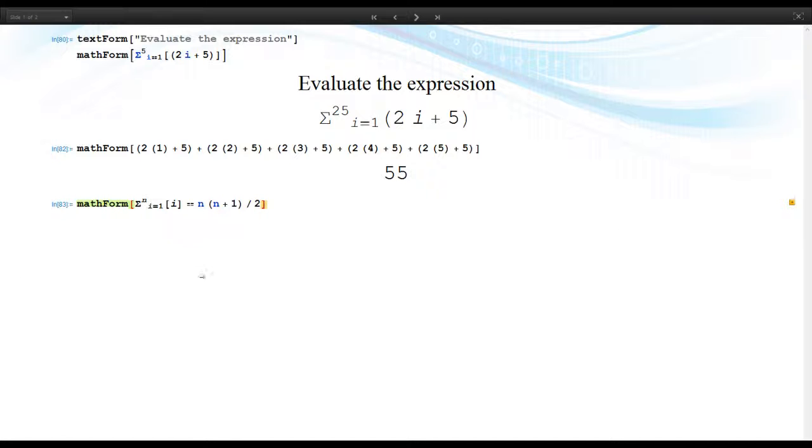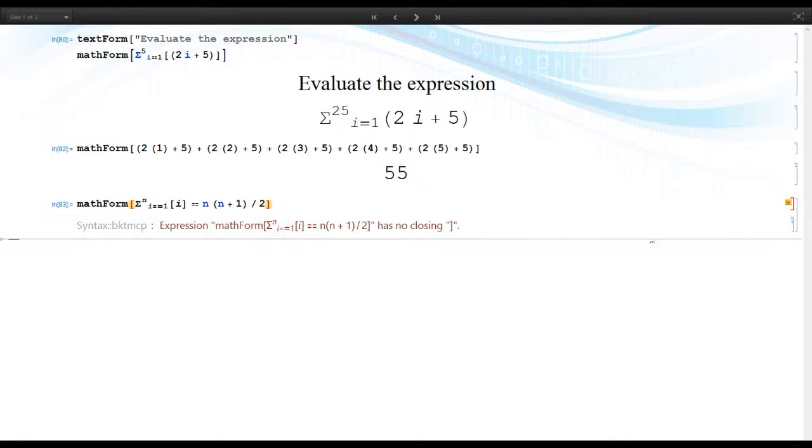Oh, do we need an extra equals there? Oh. Has no closing bracket. Well, that's bizarre. I see a closing bracket right here. Or maybe, there we go.